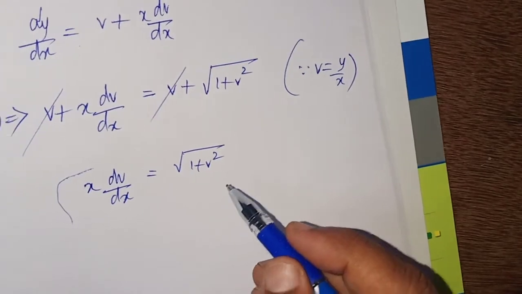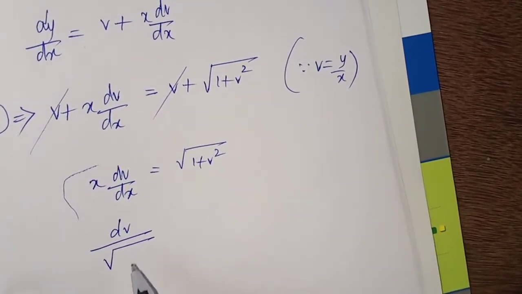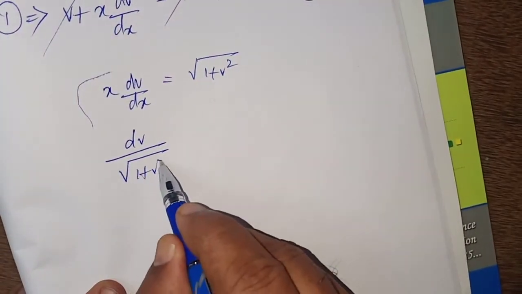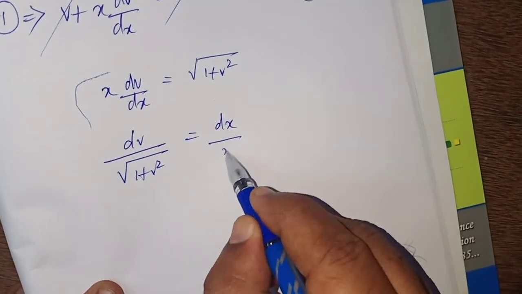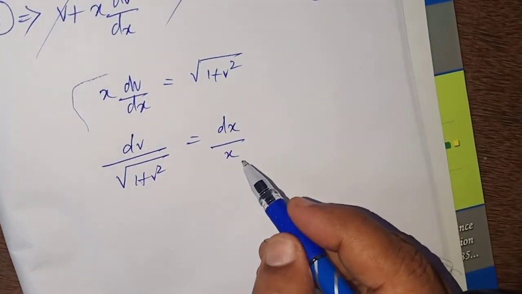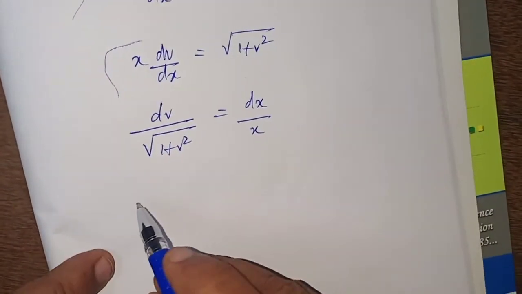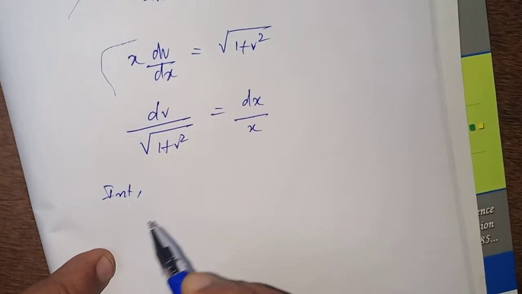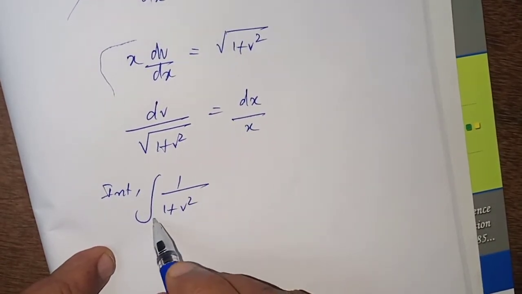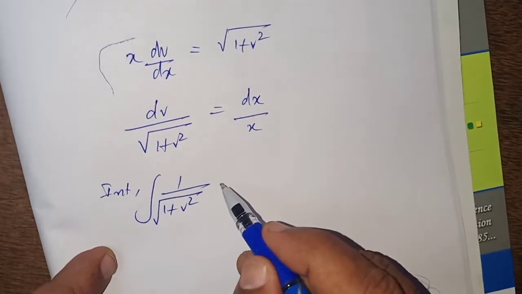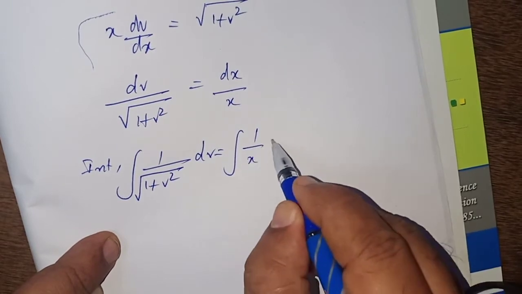Now we can separate the variables. Dv, all v terms to the left hand side, root of 1 plus v squared, that is equal to, cross multiply dx by x. Variables are separated. Now we can integrate. So integrating on both sides, integral 1 by square root of 1 plus v square into dv, that is equal to integral dx by x or 1 by x dx.